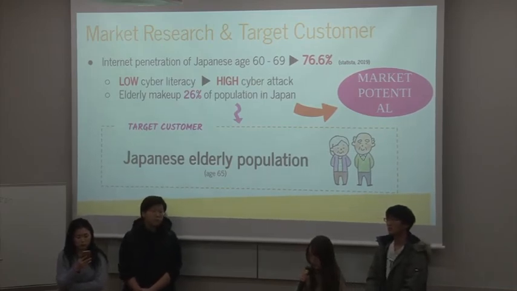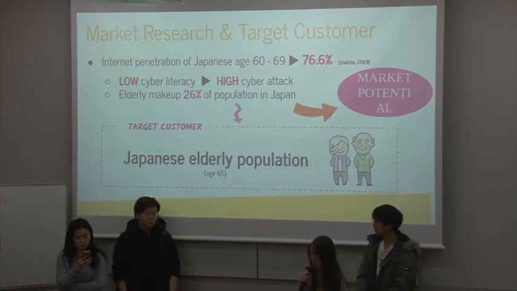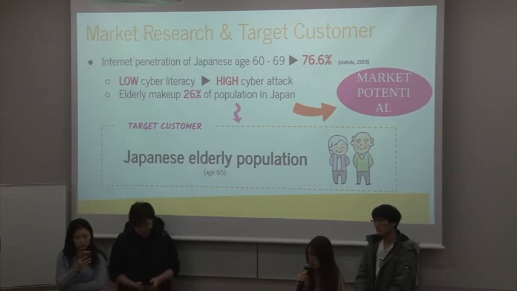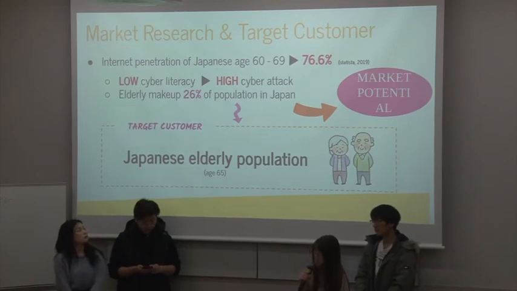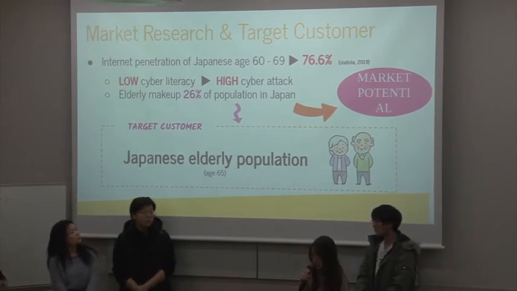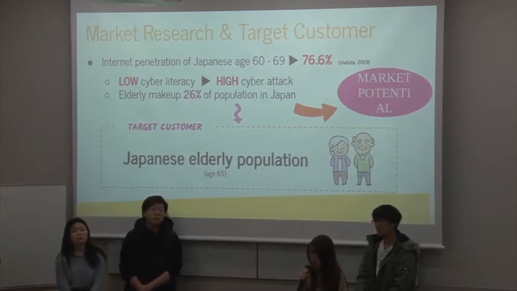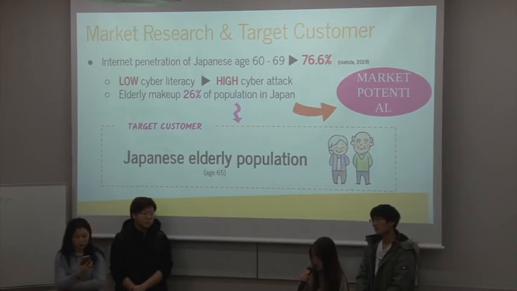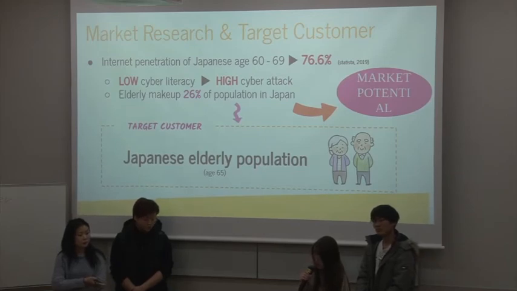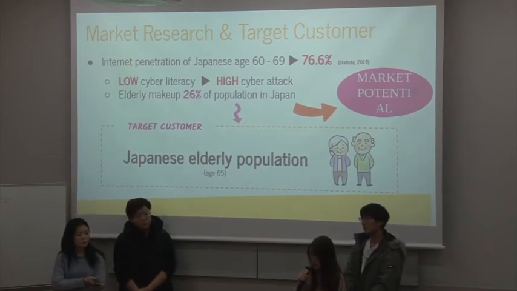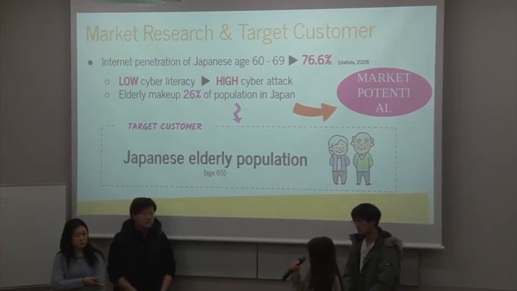So in our previous presentation, we identified that the elderly population is more prone to cyber attack due to the lack of computing experience and knowledge. The increasing internet usage can therefore lead to an increase in cyber attacks. Moreover, Japan's aging society shows that elderly above 65 years old make up more than 26% of the entire population. So this, combined with the increasing internet usage and the rise of ICT and other technical devices, means that a cybersecurity firm targeting the elderly population will have huge market potential in Japan.